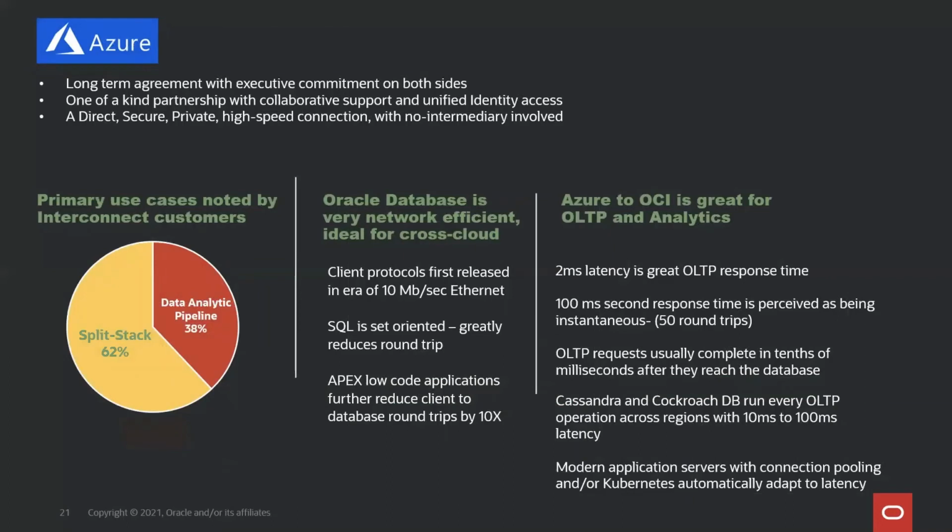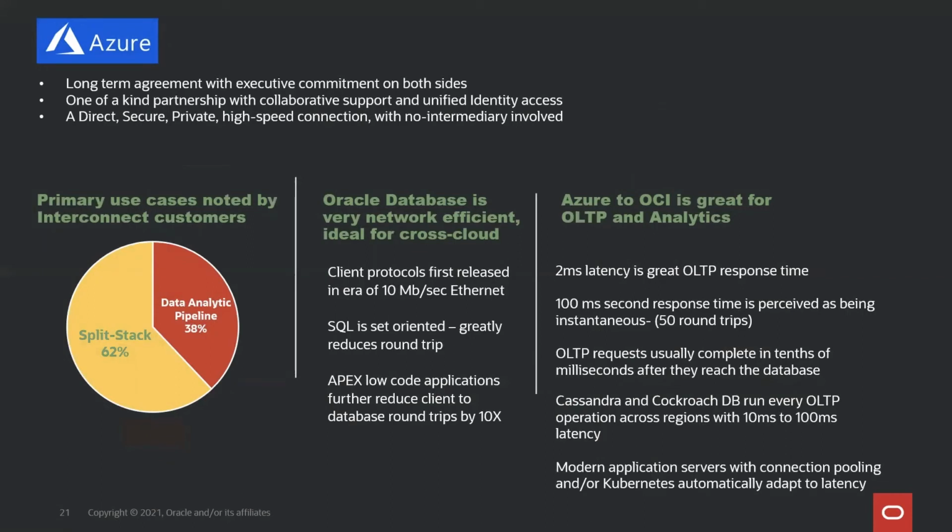And we've also unified our identity access management within the Azure product. So if you are in Azure and you want to manipulate a resource within OCI, that unified experience has already been created for you. But to sum it up, it's a direct, secure, private, high-speed connection that has no intermediary involved. So this is a line that goes between Oracle Cloud and Azure Cloud. It's owned by us. There is no intermediary in between.